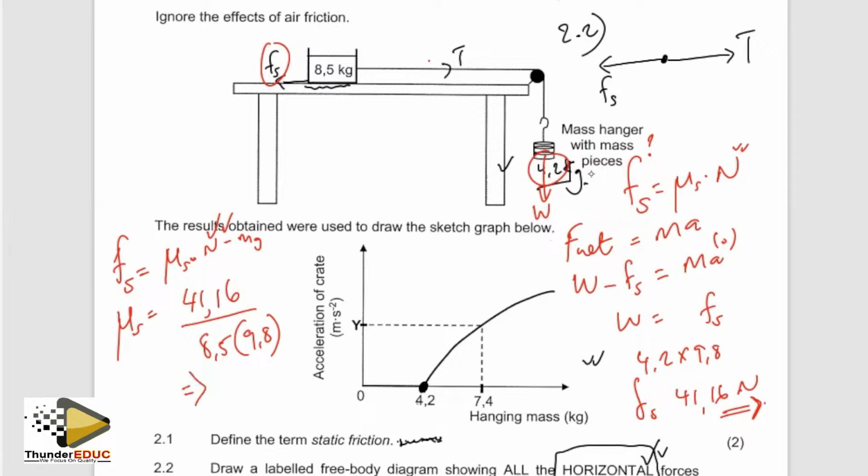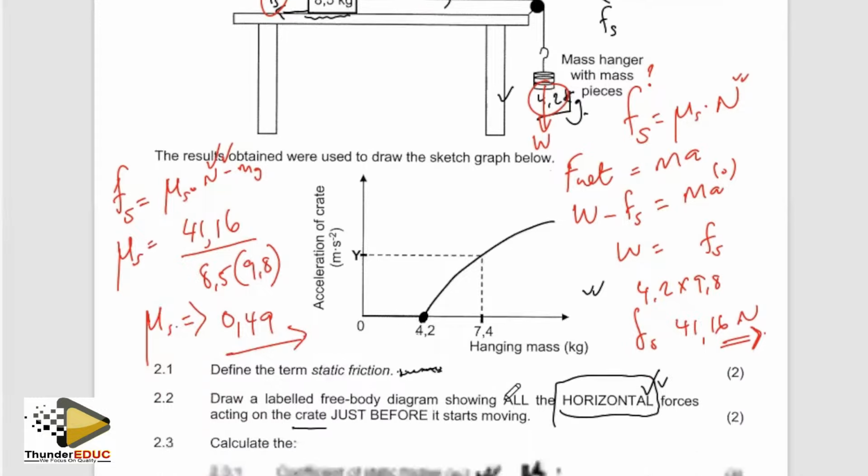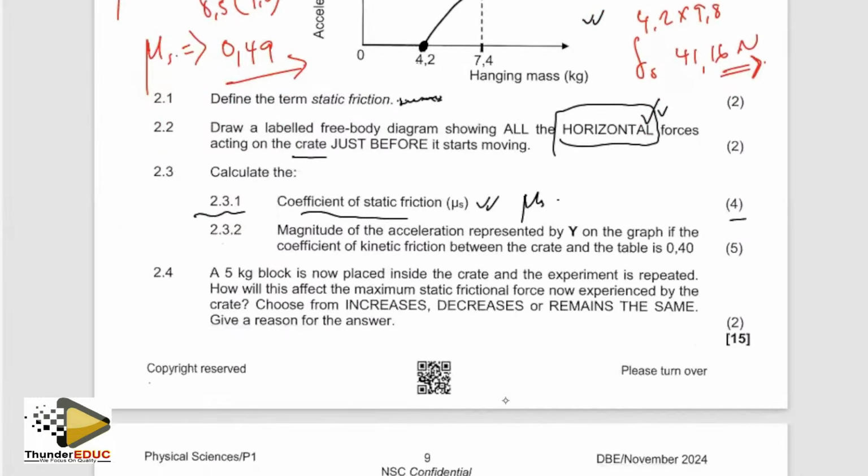So when I divide that, that is 8.5 times 9.8. That gives me 0.49. Now remember, this is a ratio, so we don't expect units to be added. So that is the coefficient of static friction. Okay, then 2.3.2, they want us to get the magnitude of the acceleration represented by y on the graph, if the coefficient of kinetic friction between the crate and the table is 0.4.